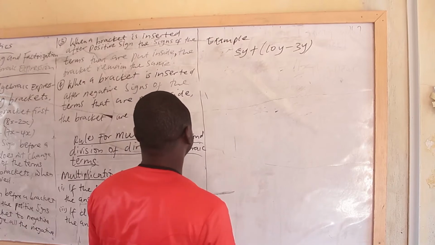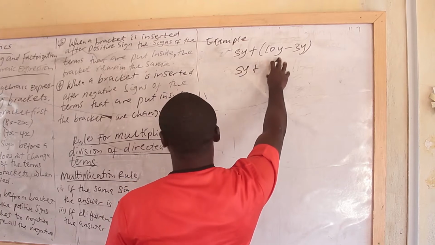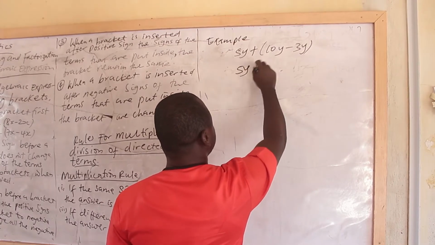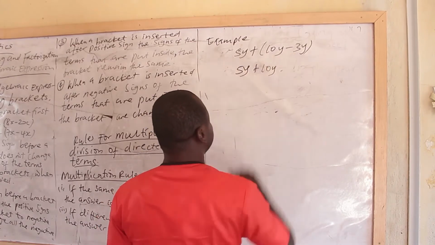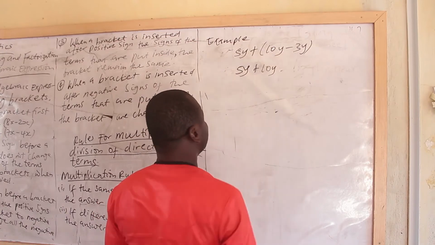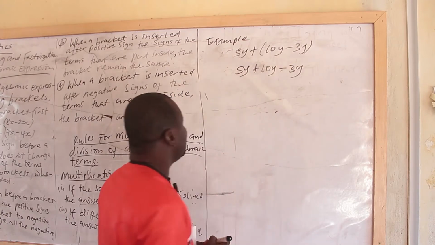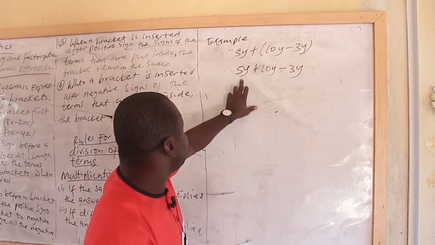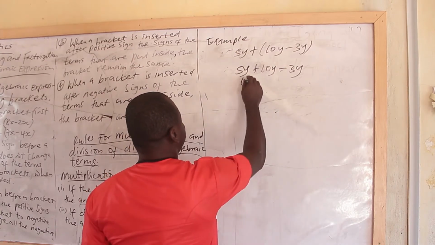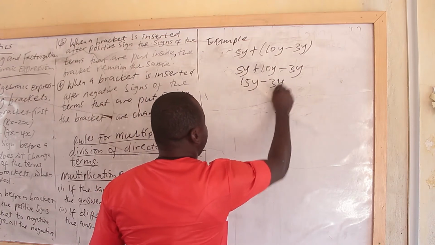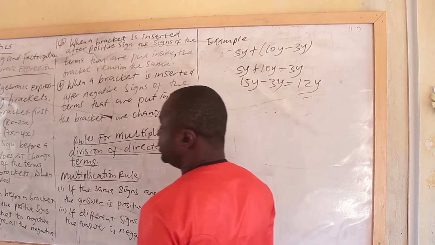According to the rule, the plus sign will multiply the 10y inside, and plus multiplied by 10y gives us plus 10y. Then the same plus will multiply the minus 3y. Plus multiplied by minus, the sign will not change, so you still have minus 3y. If we go on and solve, we have 5y plus 10y minus 3y. 5y plus 10y gives 15y, minus 3y. The final answer is 12y. So this is for rule 1.